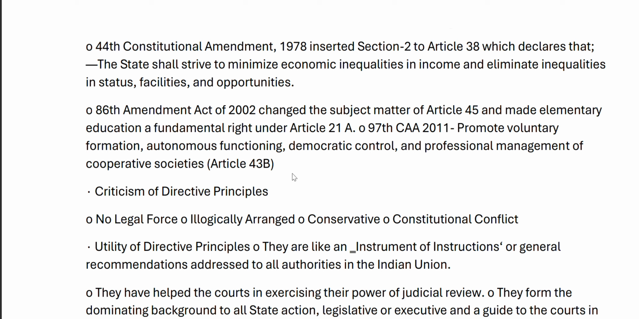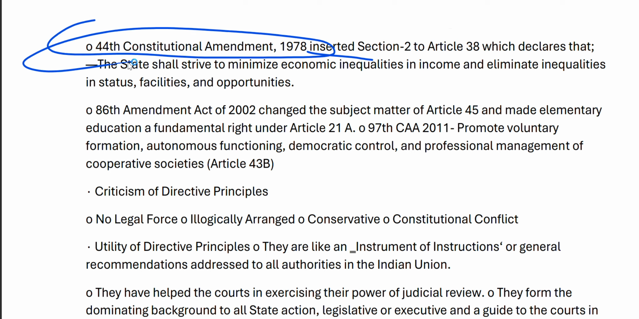Right. So the 44th Constitutional Amendment Act, what does it speak about? The 44th Constitutional Amendment Act speaks about the inequalities. Inequalities were added in Article 38 by the 44th Constitutional Amendment Act. So Article 38 is added by the 44th Constitutional Amendment Act, the inequalities.